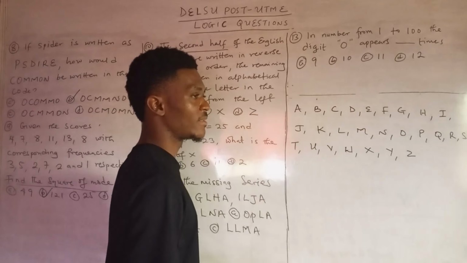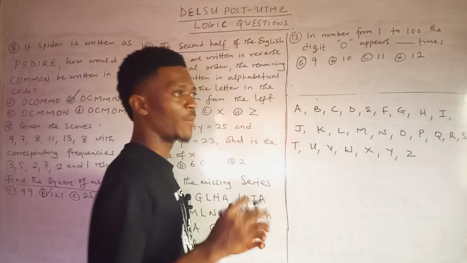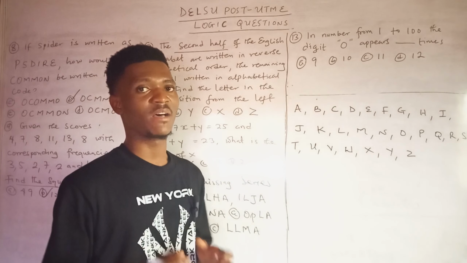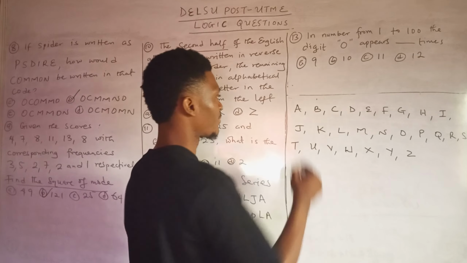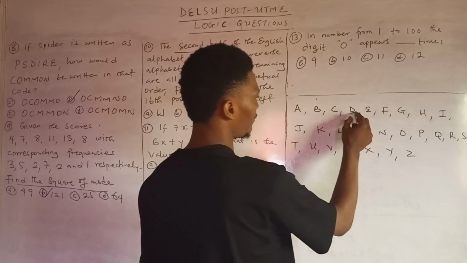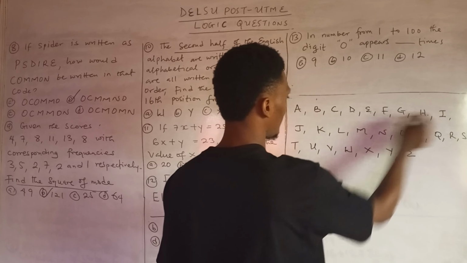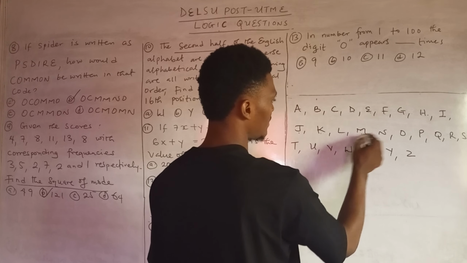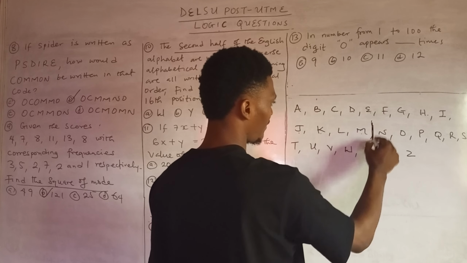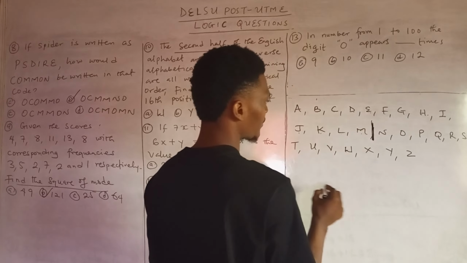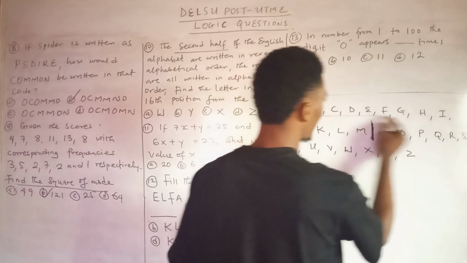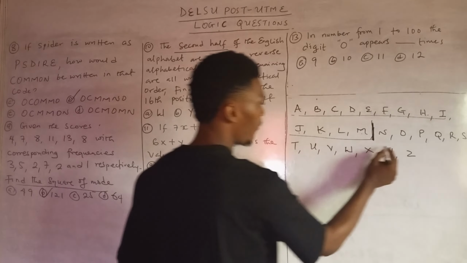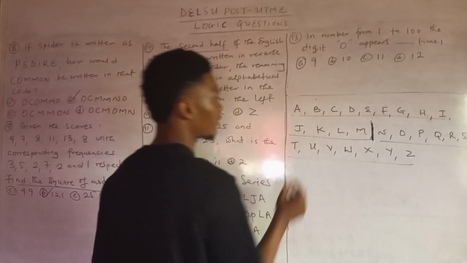Since there are 26, it means that the first half will be made up of 13 letters, while the other half is still 13, because 13 plus 13 is 26. So let's count: 1, 2, 3, 4, 5, 6, 7, 8, 9, 10, 11, 12, 13. From here we have the first 13. They said the second half, so this one is our first half, while this one is our second half.